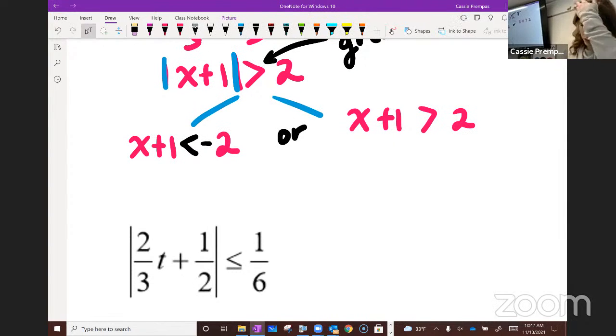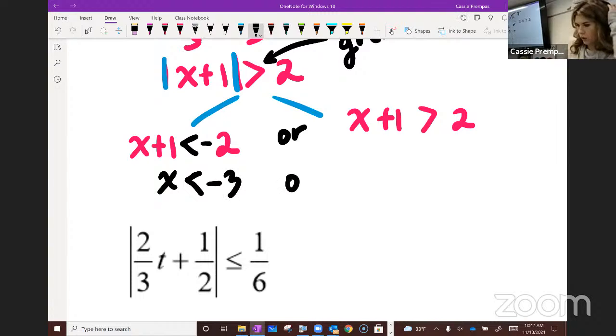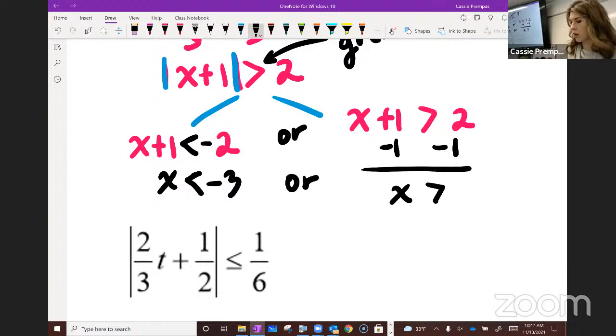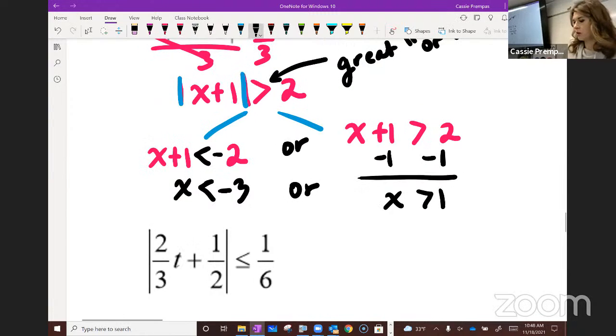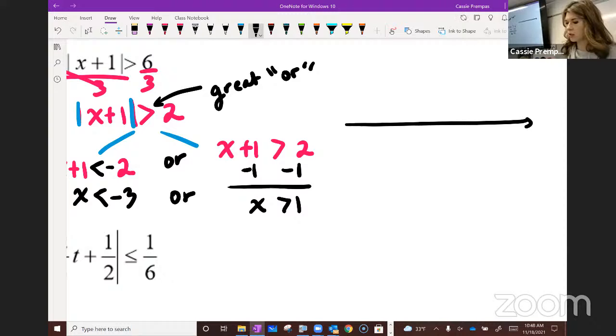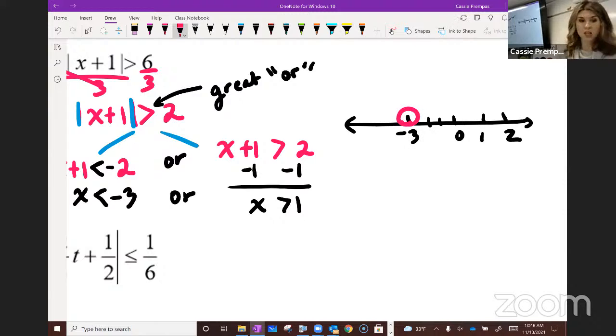So I'll subtract 1, and I get x has to be less than -3, or subtract 1, x has to be greater than 1. So now I draw my answers, and I'm going to have -3 to the left. Should I have an open circle at -3 or a closed circle? Open. Should I shade to the left or to the right? Left. Good. At 1, it should be open again, and we should shade to the right.